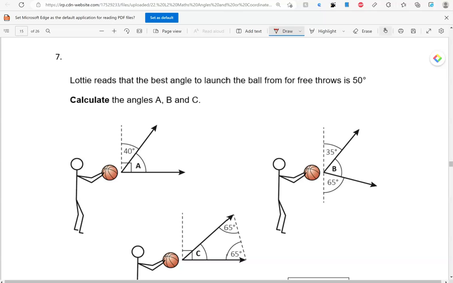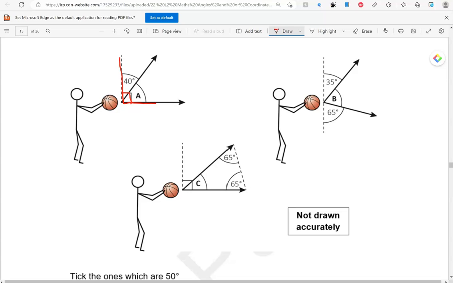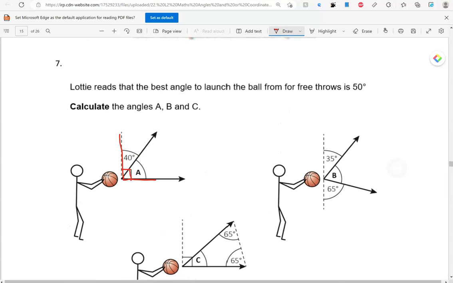Lottie reads that the best angle to launch the ball from for free throws is 50 degrees. Calculate the angles A, B and C. Looking at A and 40 degrees all together, they make 90 degrees. So we can do 90 take away 40 and that gives us 50. Because we've got to tick the ones which are 50 degrees. So that is 50 degrees.